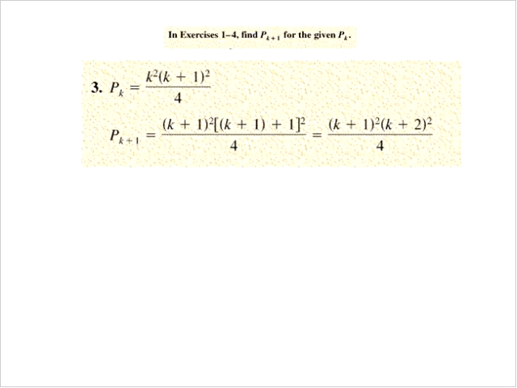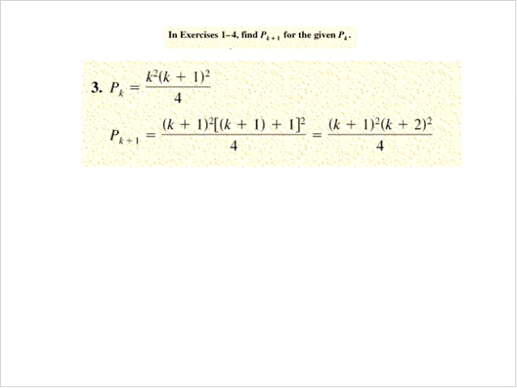Okay. For mathematical induction, there are always a couple steps that we need to follow. This really isn't mathematical induction quite yet, but it is getting you in the process ready for it and thinking about it. We need to find p of k plus 1 if we're given p of k.